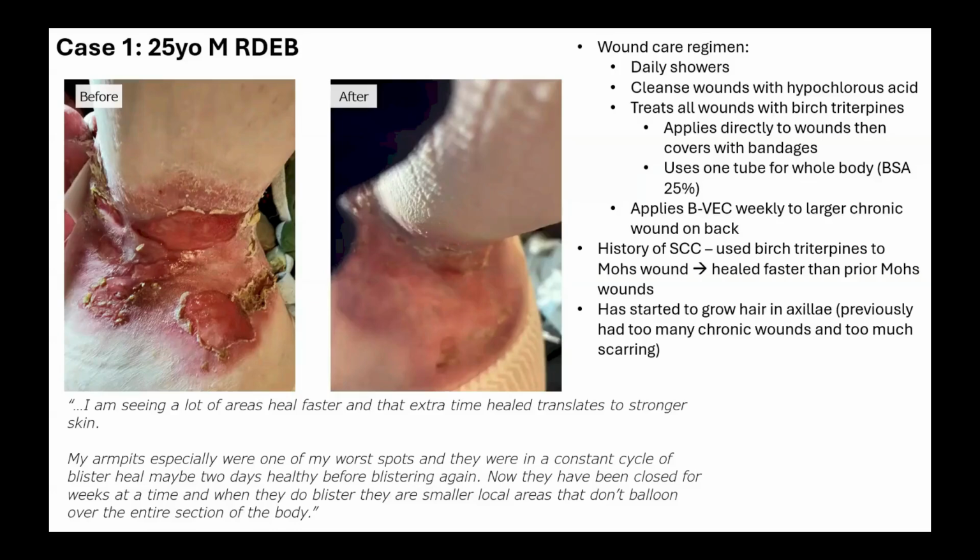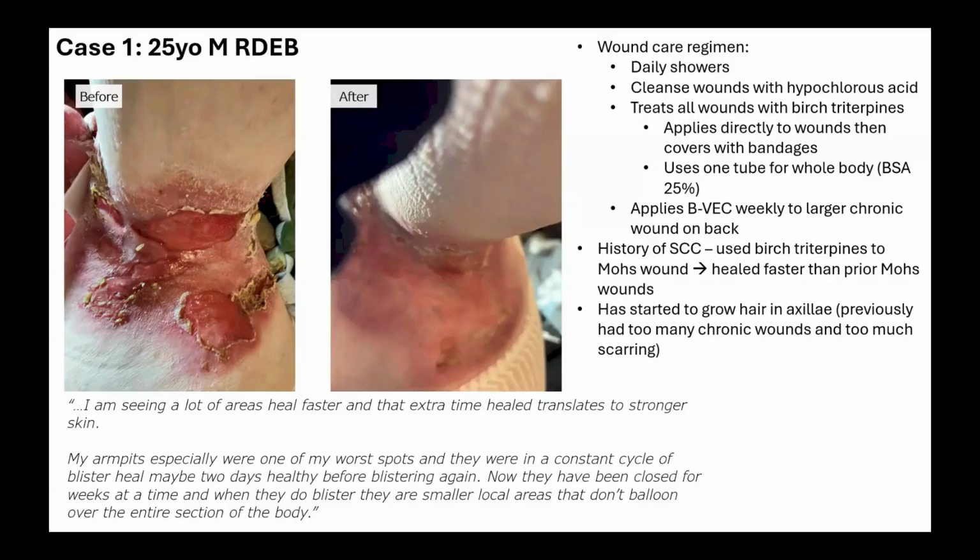Also, in discussing the importance of using multiple modalities, he is using BVAC weekly on a larger chronic wound on his back, which is healing. He has had several squamous cell carcinomas, unfortunately. However, he did a little experiment, and he used the birch triterpenes on the Mohs wound. So after they had cut out the skin cancer, they knew they had clean margins.